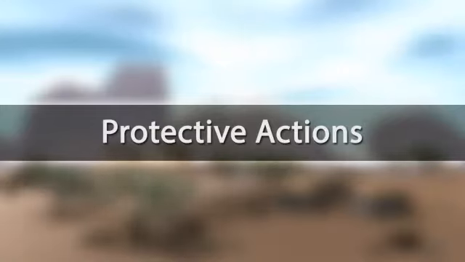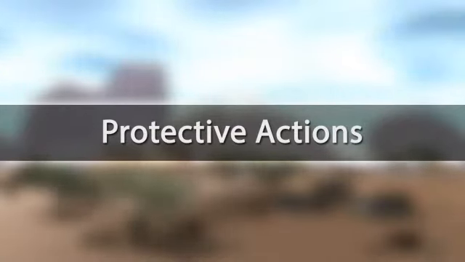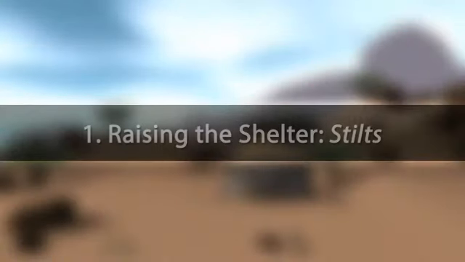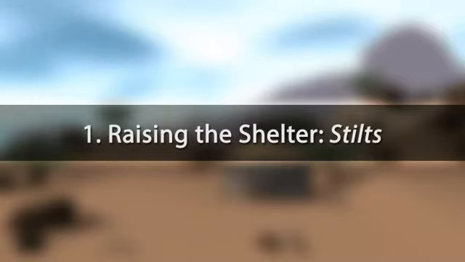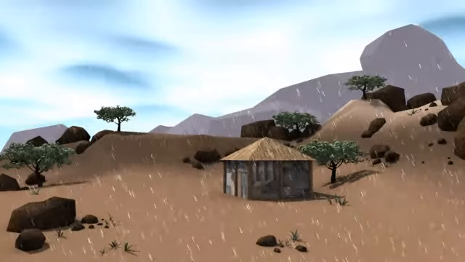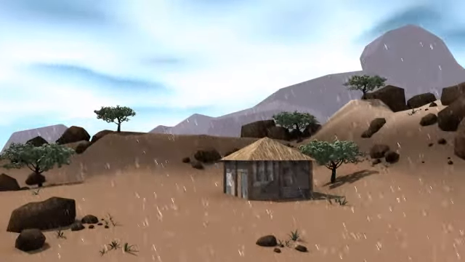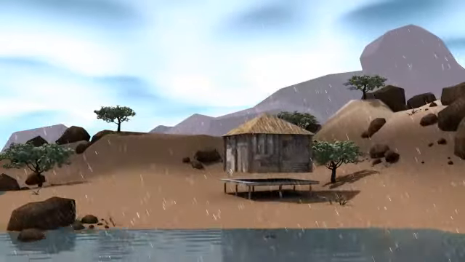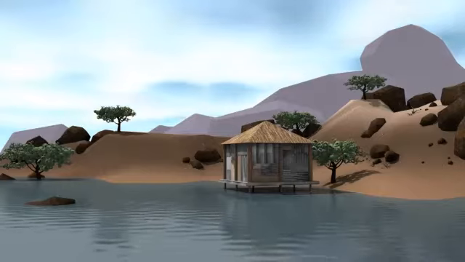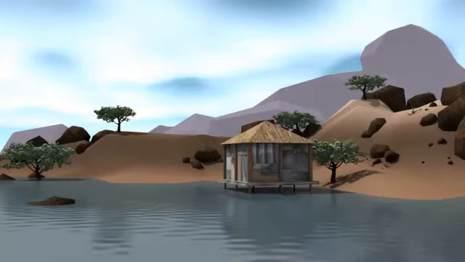Protective actions. We will now move on to explore protective actions that may be useful when building a safe shelter. First tip: raising the shelter. Building on stilts. Building on stilts is advisable when possible and appropriate. This technique can be a solution for shelters located in flood-prone areas. It will minimize the risk of having the house inundated by rising floodwaters and help protect the shelter.